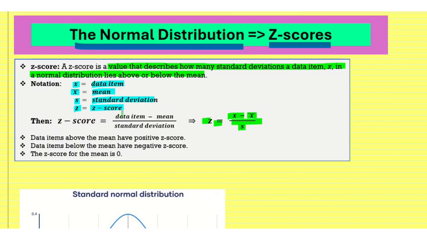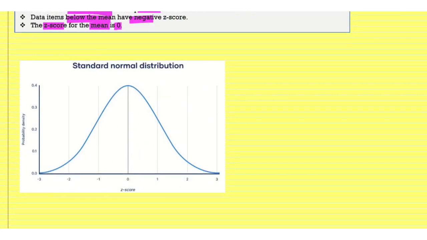And again, here it is explained in real words. The data item they want you to pay attention to, minus the average of the group of data, the mean, divided by the standard deviation, will give you the z-score. They also tell us that data items above the mean will be positive, below the mean will be negative, and the z-score for the mean, which is in the middle, will be 0 because it is neither positive nor negative.